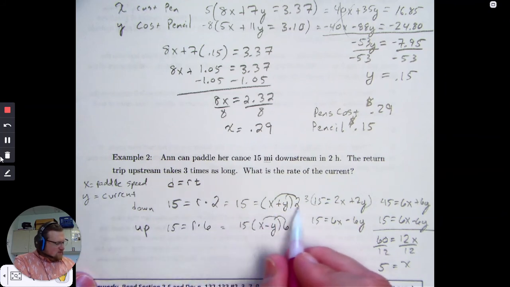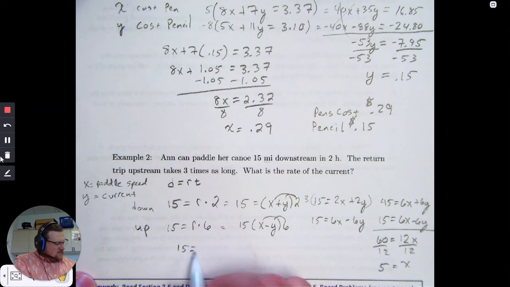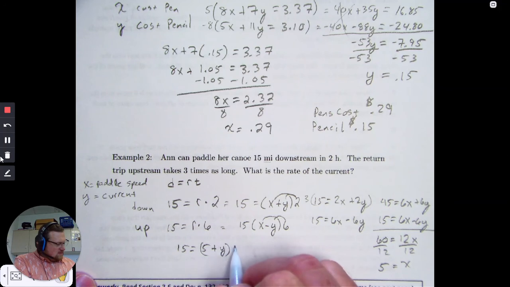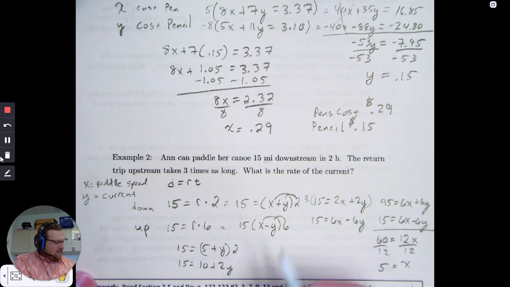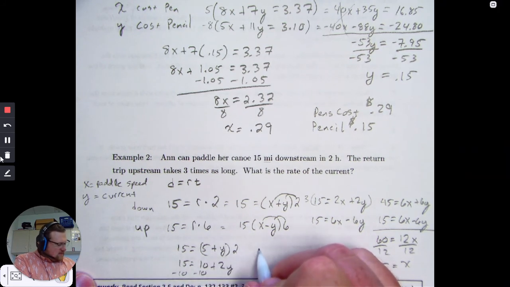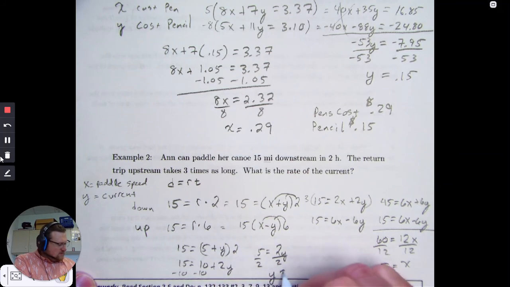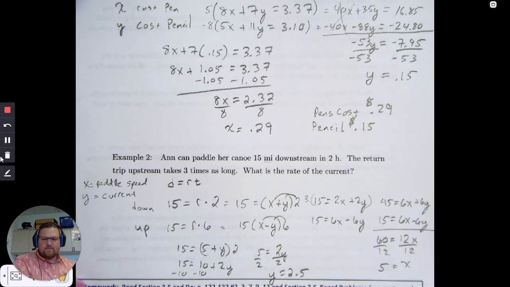But we need to know what the current speed is. So I just put this back into one of my original equations. 15 equals 5 plus y times 2. So 15 equals 10 plus 2y. So now if I subtract 10 from both sides, I get that 5 equals 2y. Divide both sides by 2, and y equals 2.5. So this shows me that her paddle speed was 5 and that the current speed was 2.5.